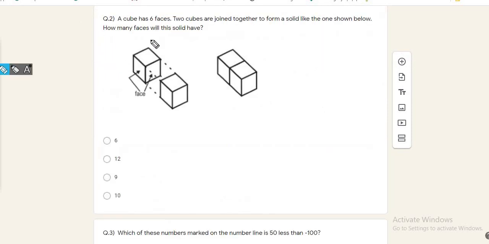Bonus question 2. A cube has 6 faces. 2 cubes are joined together to form a solid like the one shown in the figure. Now this is one solid made by joining 2 cubes. So when 2 cubes are joined, it forms a cuboid. And we know that a cuboid has 6 faces. So A is the correct option.